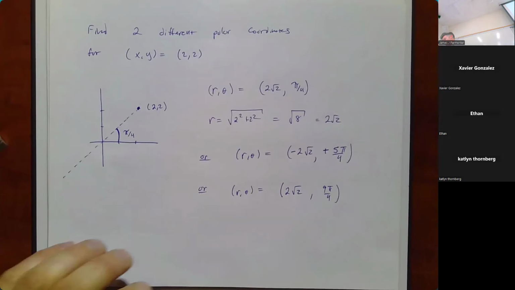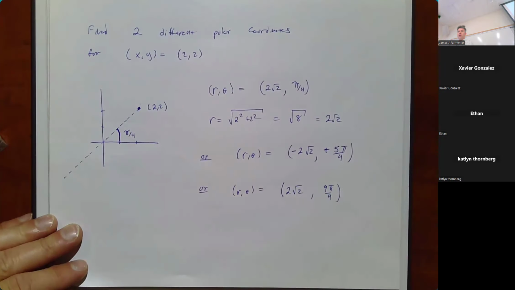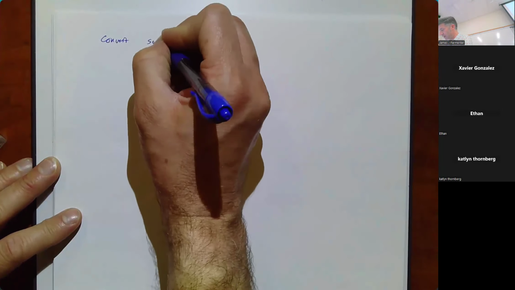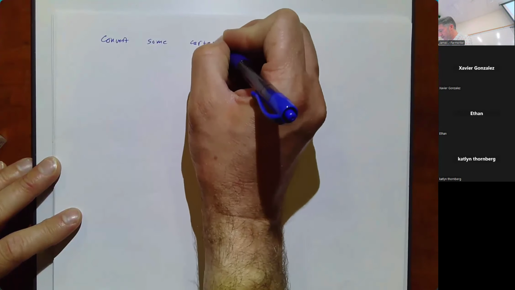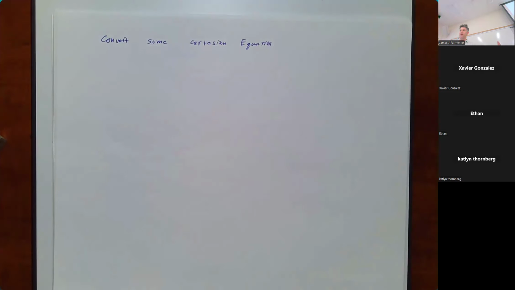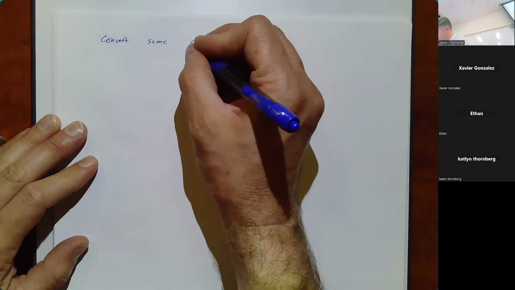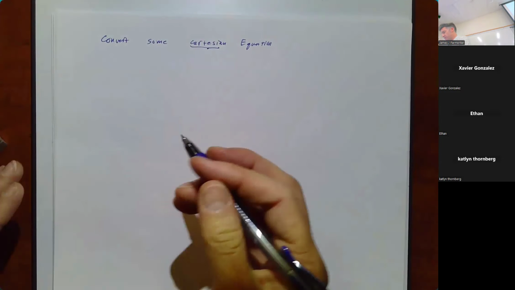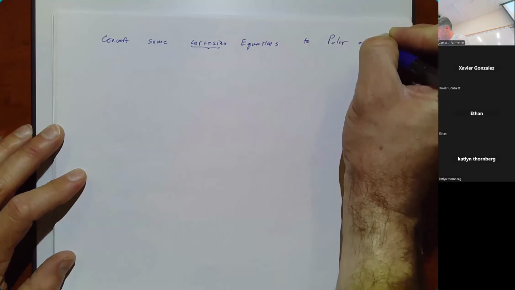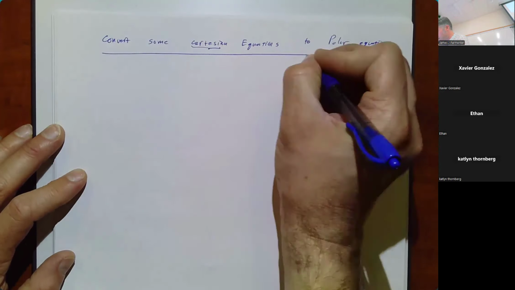Okay, let's move along here. It's good to be able to go between polar coordinates and Cartesian coordinates, but really we want to talk more about equations using polar coordinates and Cartesian coordinates and being able to go back and forth between them. So for example, we're going to convert some Cartesian equations. By the way, the Cartesian coordinate system comes from the name of the person who invented it, Descartes. Just a fun fact. We'll convert some Cartesian equations to polar equations, which is usually the easier direction.